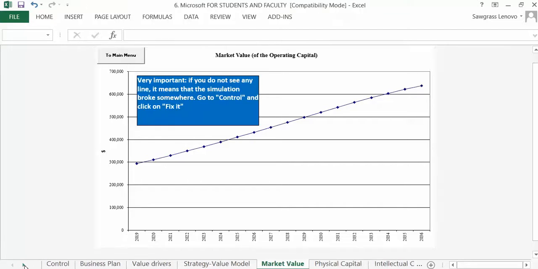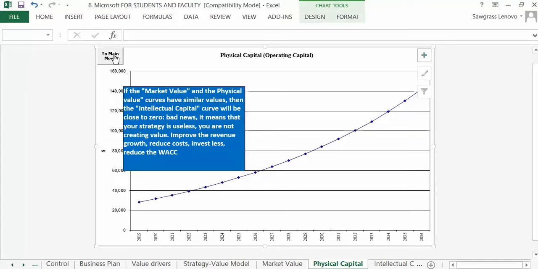And the next slide is the physical capital. You can navigate by yourself, or you can use the main menu. It's the same. Physical capital should always grow, but it shouldn't grow too much, because remember, physical capital is like an anchor. So too much physical capital kills the company.